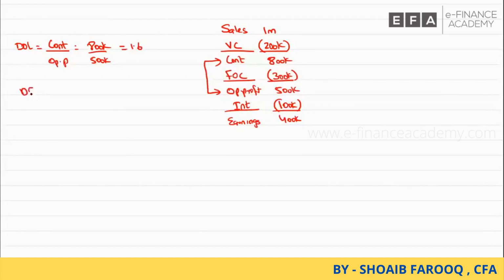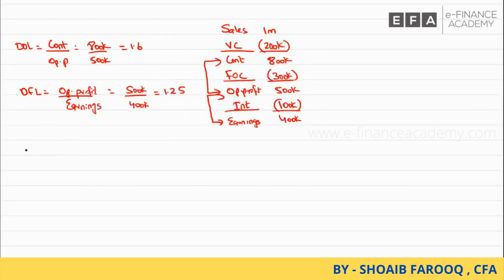As for the degree of financial leverage, again, we look at the profit before the fixed finance cost and the profit after, which is simply operating profit divided by the net earnings, which is the profit after. That is 500,000 divided by 400,000, and that gives us a degree of financial leverage of 1.25.